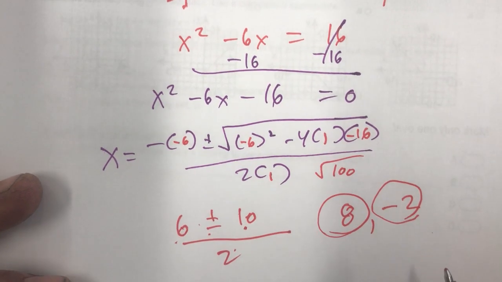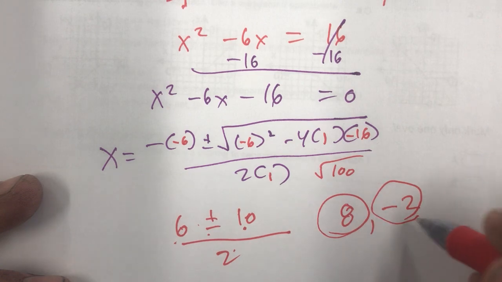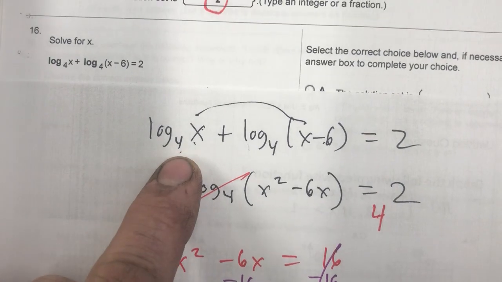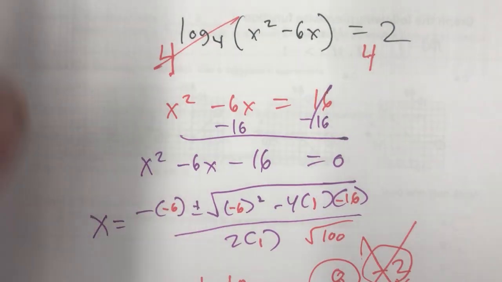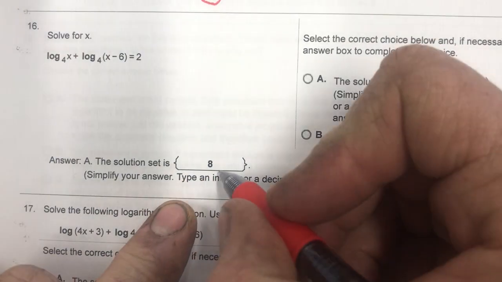Okay? Here's the thing, though. I don't believe we can have this negative 2. Let's go back and see right here. I can't do the log of a negative, so negative 2 is out. The answer is just 8. And we can see it right there.